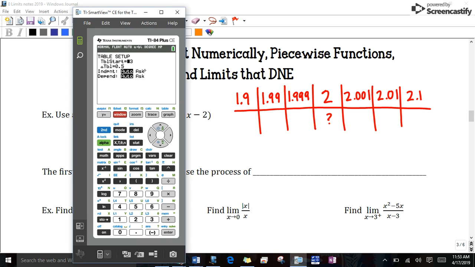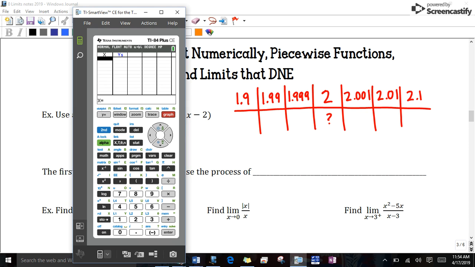The most important thing I would like you to change is that independent. Instead of automatically filling in numbers, I want you to make sure the calculator is asking you what numbers you want. Then that way we can specify those 6 values. Okay, once you have it set to ask, we'll go back to our table and you'll see it's blank. And that's because we haven't entered anything yet.